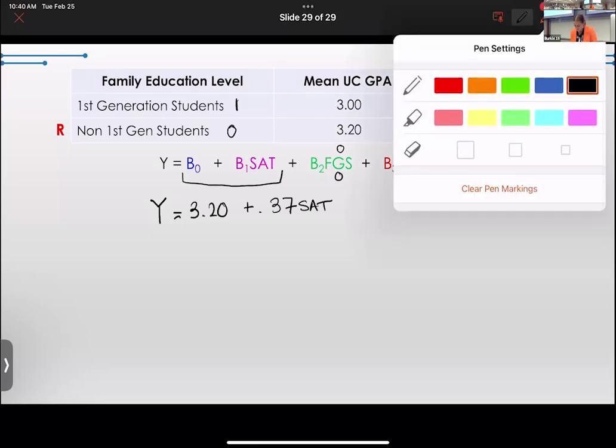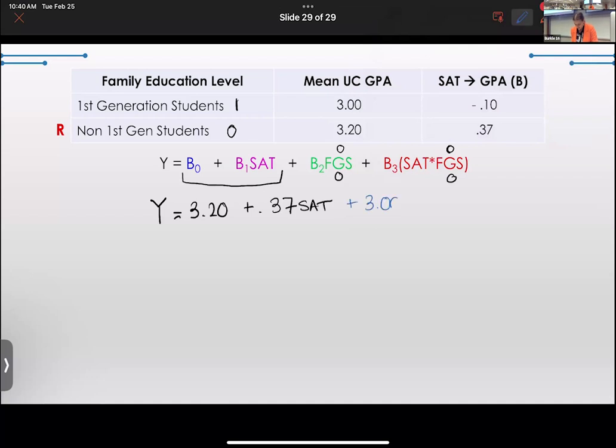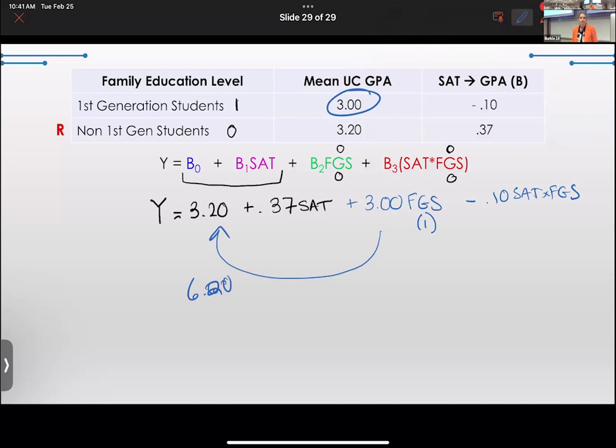Here is what is tempting to do. Plus 3.0 FGS minus 0.10 SAT times FGS. What's the problem with that? Now when I plug in a 1 here, what's going to happen? The GPA is going to become 6.2. Is that what their GPA is? No, their GPA is 3. So what do we actually need to find? We need to find the change in intercept.